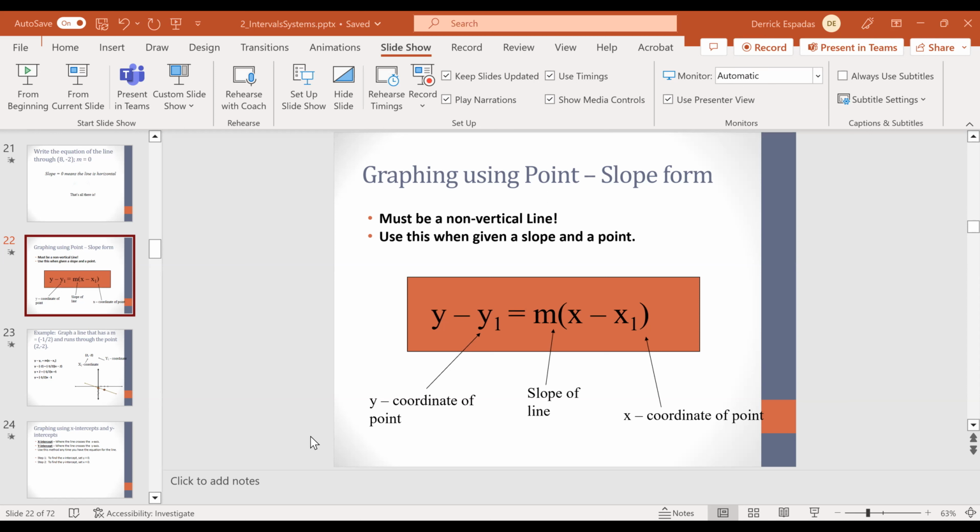We're going to start off, if we have a point, we'll put in our y point and our x point in the appropriate places. Then again, the y and the x stay by themselves. They just stay as y and x. And then we'll either be given a slope or we'll have to solve for slope, and then we just plug that in. So let's take a look at an example.